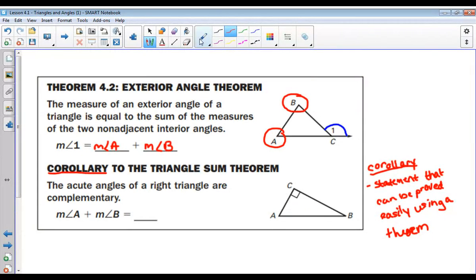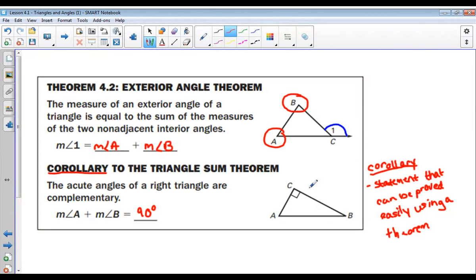Okay, let me spell that a little bit better for you guys. Theorem. Okay, so a corollary is a statement that can be proved easily using a theorem. So the corollary to the triangle sum theorem is the acute angles of a right triangle are complementary. So that would have to mean if I add up the measurement of angle A and the measurement of angle B, it would have to be 90 degrees.